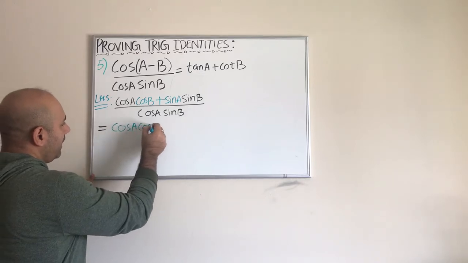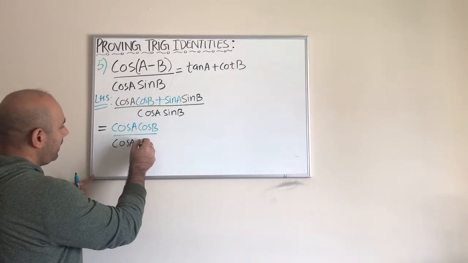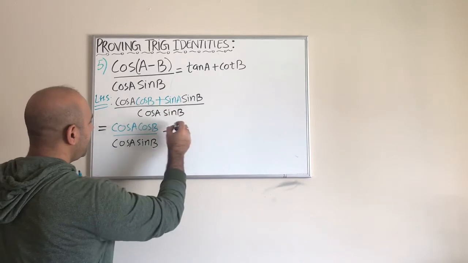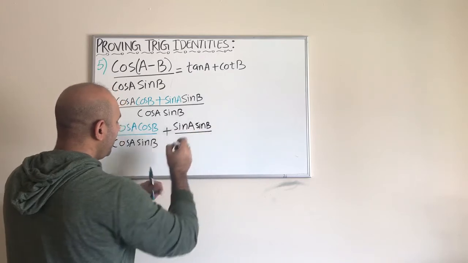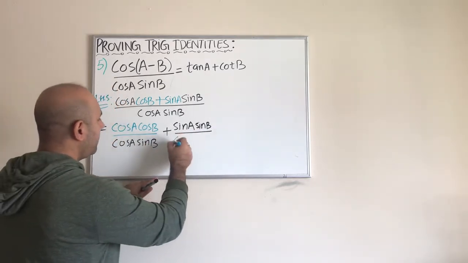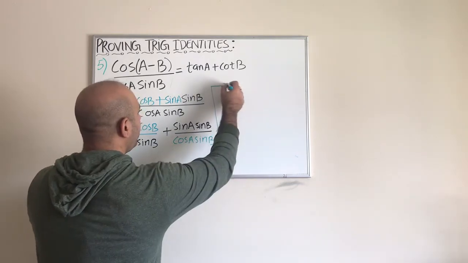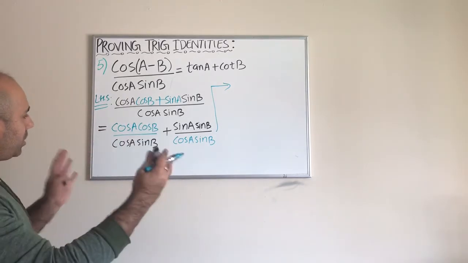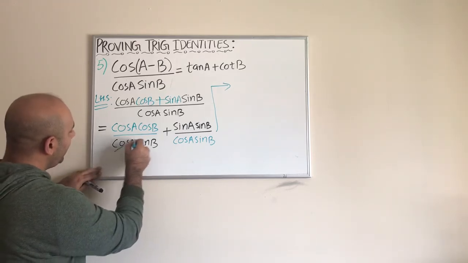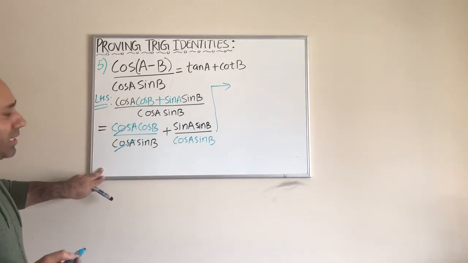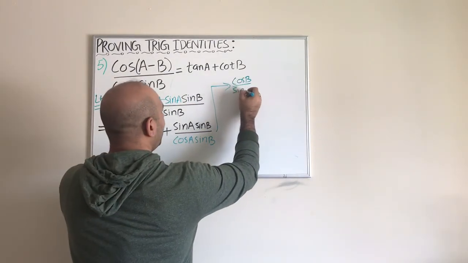Cosine A cosine B, that is the first term, and I'm going to divide that by cosine A sine B, right? And then there's a plus, then there's this term, sine A sine B, divided by cosine A sine B, right? Guys, now let us try to simplify. We broke it into two pieces, and there will be a lot of room for simplification. Here, the cosine A and cosine A will cross out, the same term. So I'm left with cosine B over sine B for the first one.